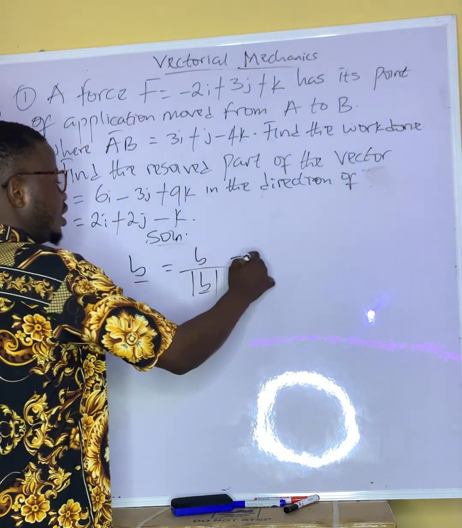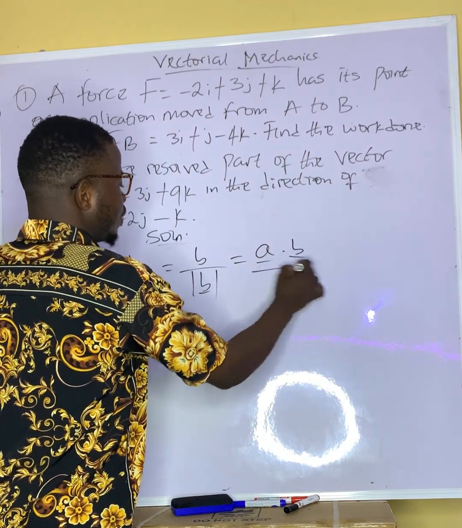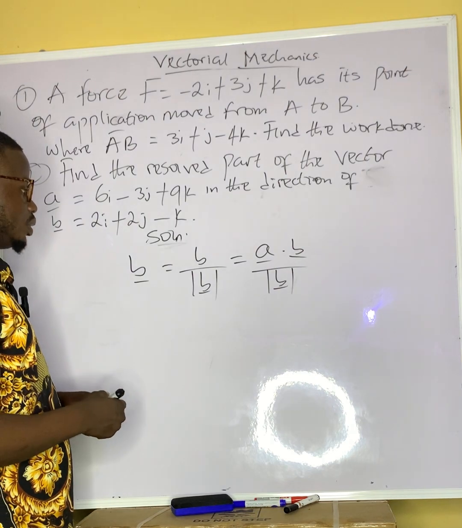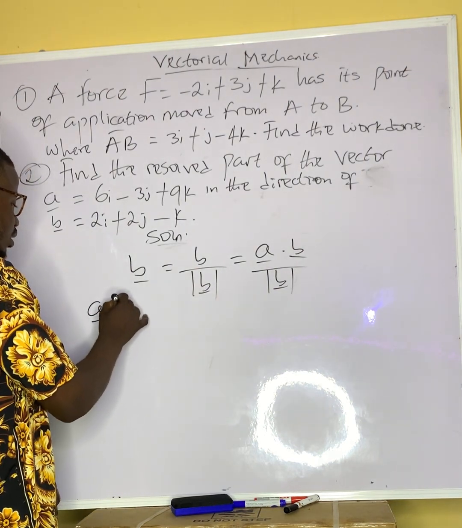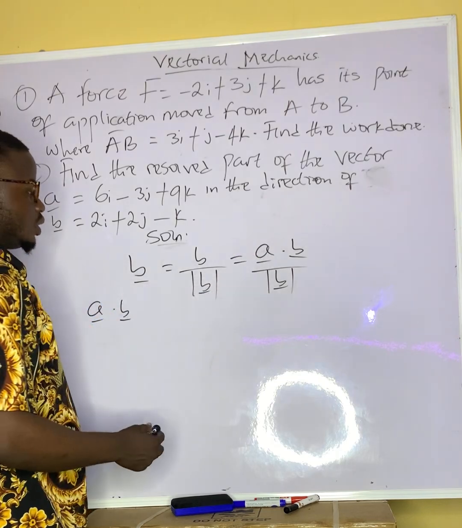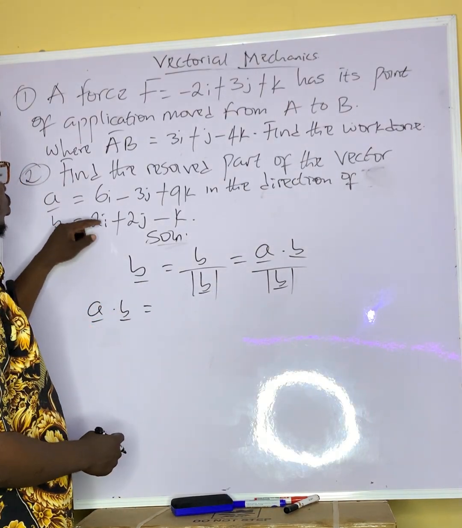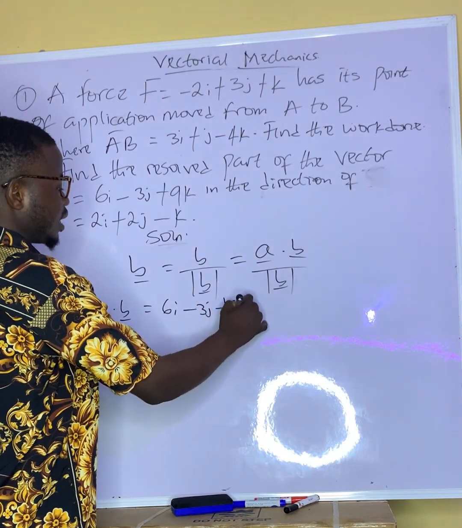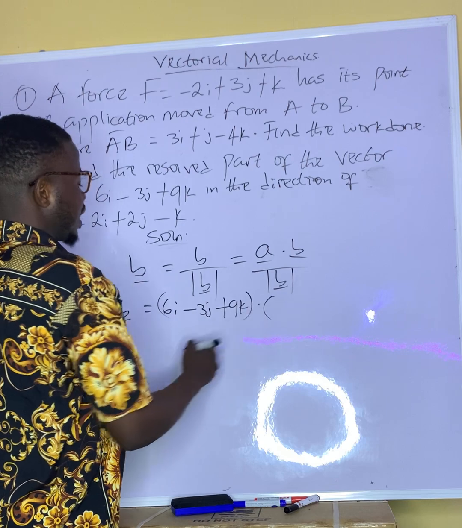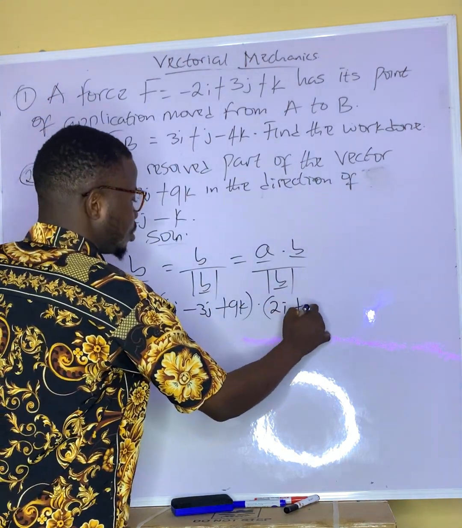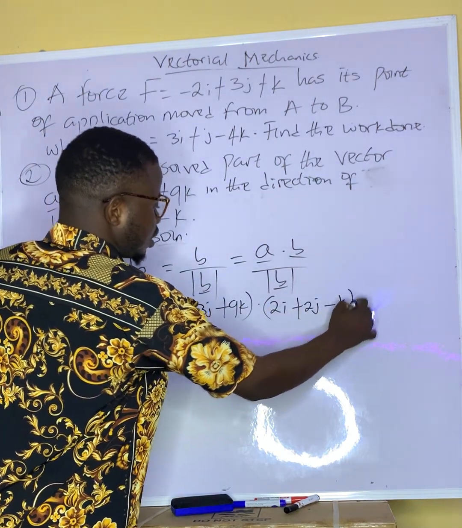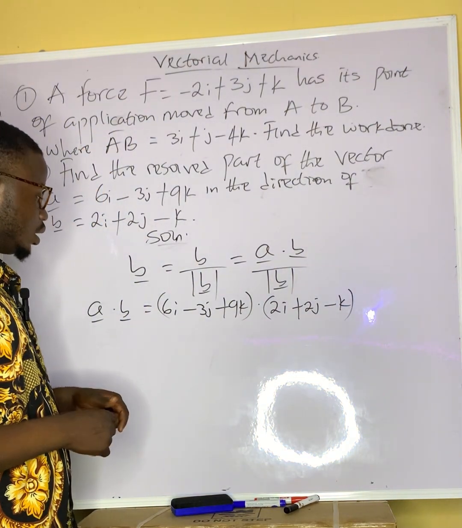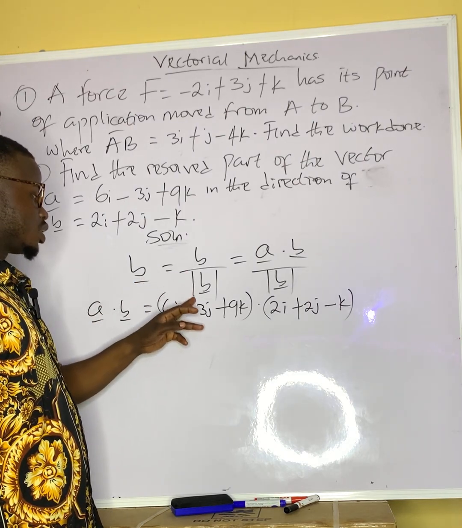Here the value is vector A times vector B over the magnitude of vector B. Now the first thing I will obtain is the dot product of the two given vectors. Going to the question, vector A is 6i minus 3j plus 9k, times vector B, which is 2i plus 2j minus k. The resultant part of vector A in the direction of B will be B over the magnitude of vector B.